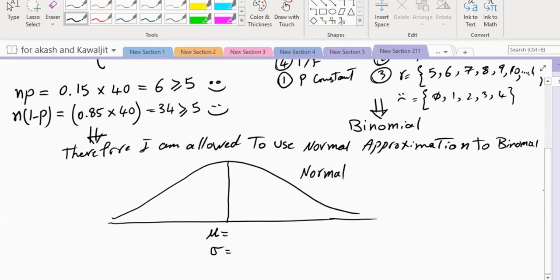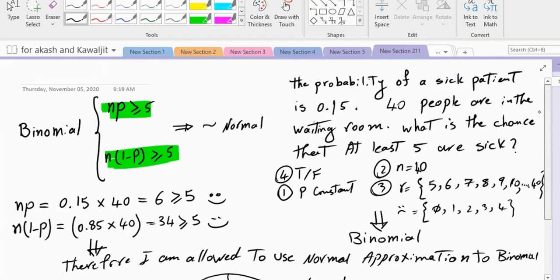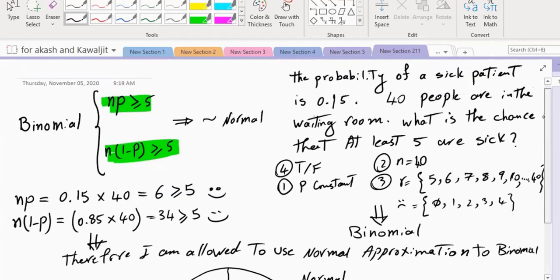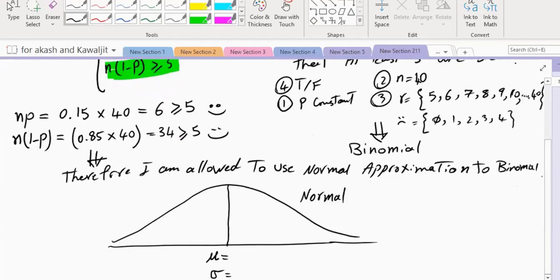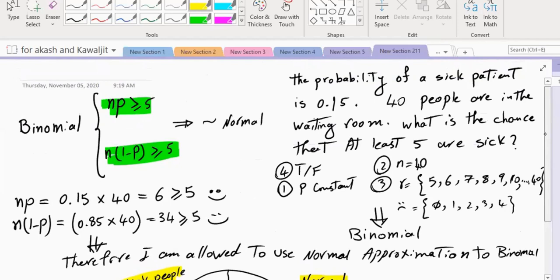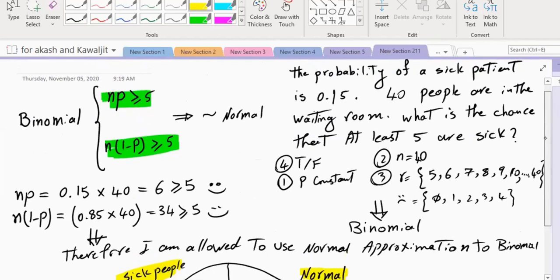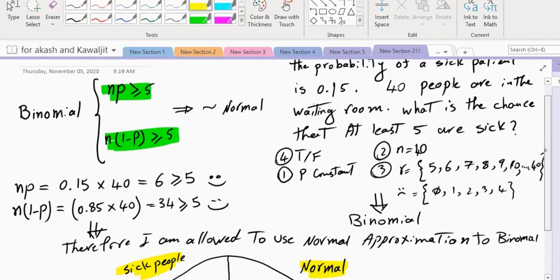Second, that we have to identify what is being distributed. This is the probability of sick people among those 40. So these are the 4 items that I just tested you, because I didn't want to talk to people who don't understand what we're talking about. So what would be the mean of a normal distribution that would be similar to this binomial distribution? 6. Why do you say 6? Because n into p is the mean.